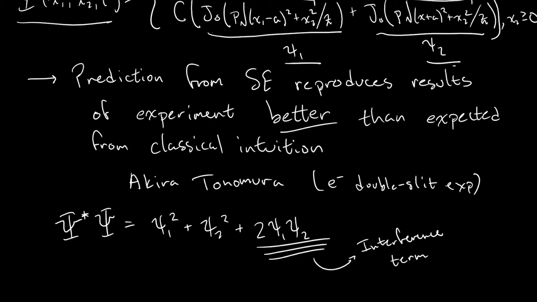So another question is, Schrödinger equations are hard to solve, so usually we use approximate solutions, and that's exactly correct.